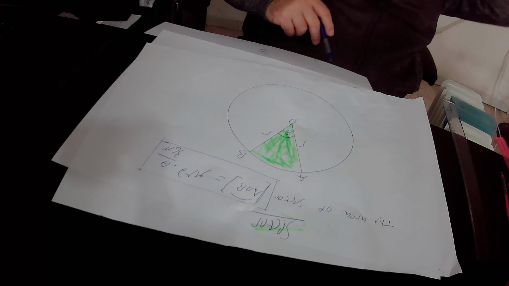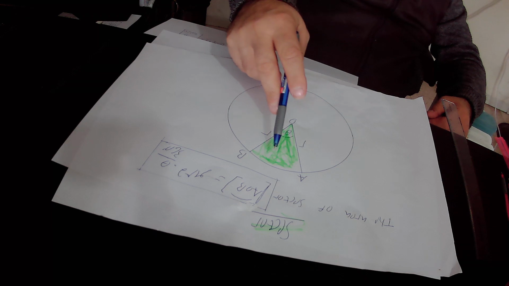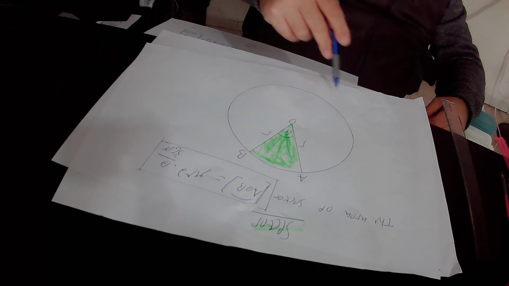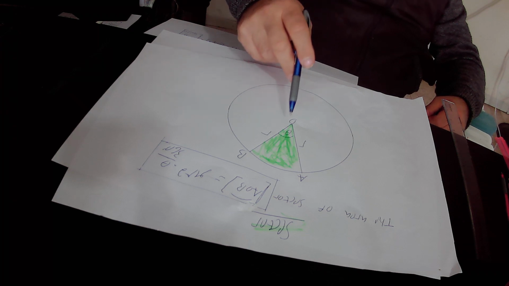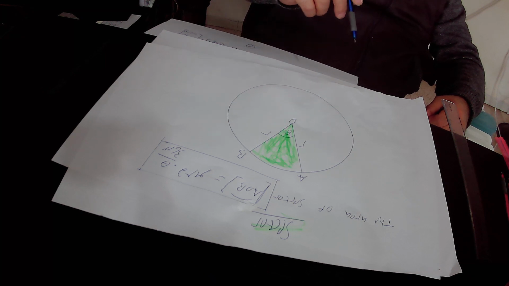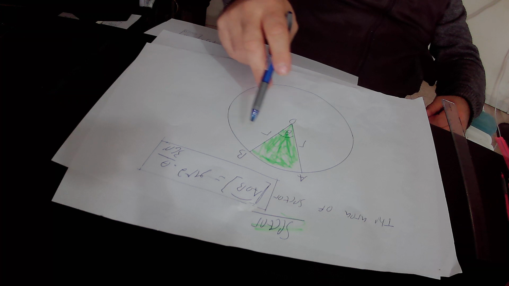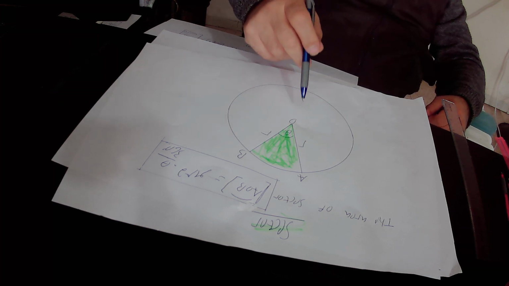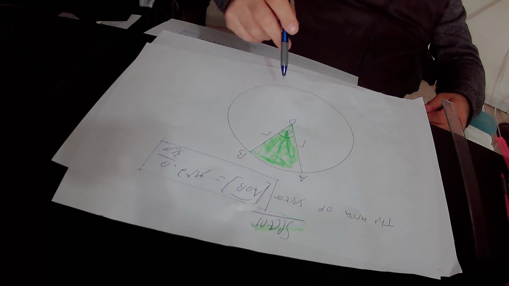Okay, so what is the area of this sector AOB? The area of this sector AOB will be equal to the area of the circle that contains the sector, that is pi r squared, times the angle between the legs of this sector, that is theta, over 360 degrees. Repeat again, the area of this sector AOB equals the area of the circle that contains the sector, pi r squared, times theta, the angle between the legs of the sector, over 360 degrees.